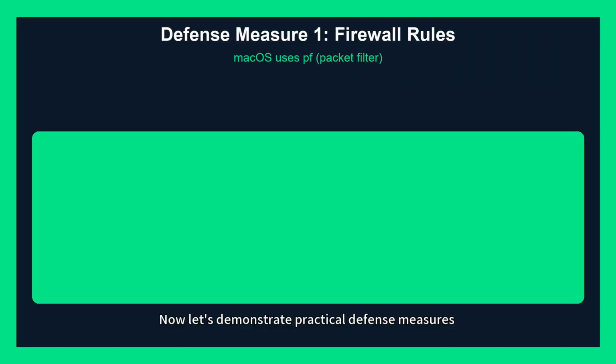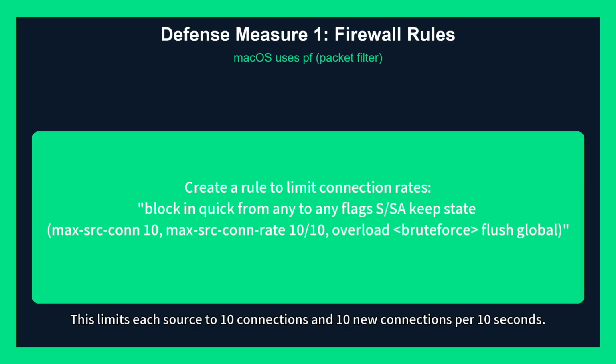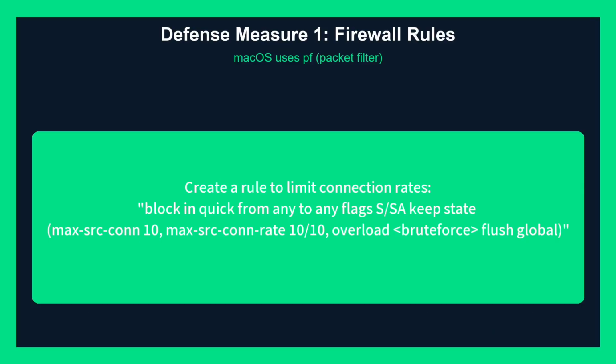Now let's demonstrate practical defense measures. First, we'll configure firewall rules to limit scan detection. On macOS, we use PF, the packet filter. Create a rule to limit connection rates. This limits each source to 10 connections and 10 new connections per 10 seconds.